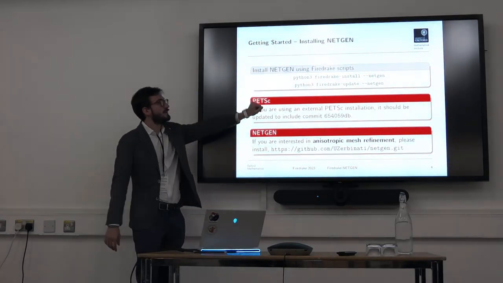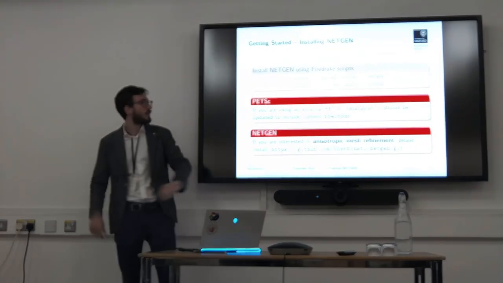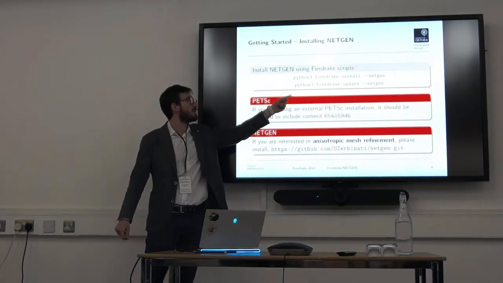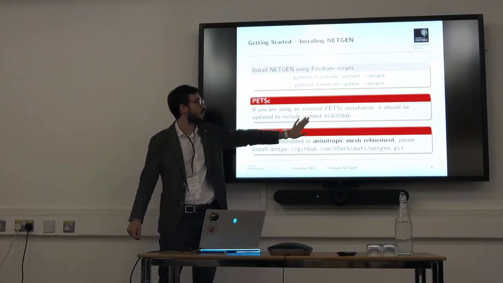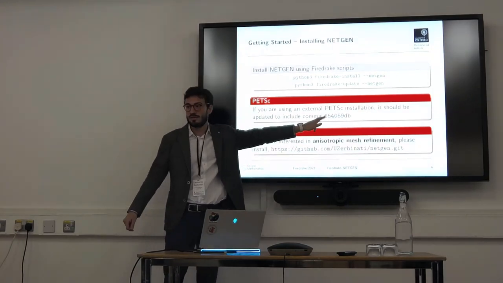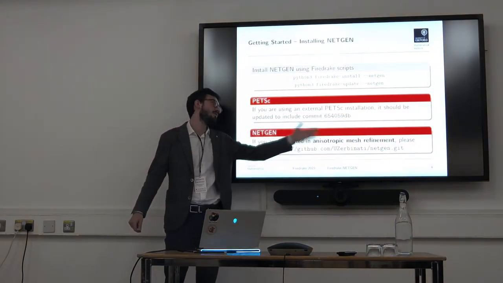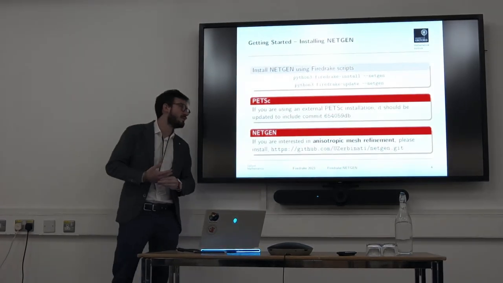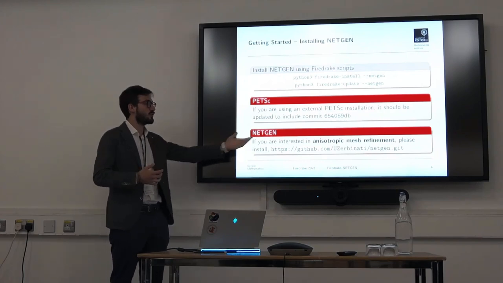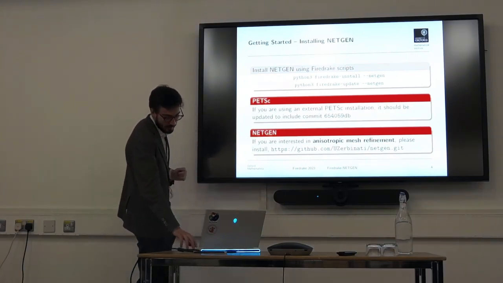So, how do you get this? Use the Firedrake install flag for NETGEN. This is going to install NETGEN. If you already have a Firedrake install, you use firedrake-update. If you have an external PETSc, you need to have this commit inside or else nothing is going to work. And if you want to do anisotropic mesh refinements, you need to use a different version of NETGEN, because not all the functions and methods that we use for anisotropic mesh refinements are exposed in NETGEN. I need to open a PR there.